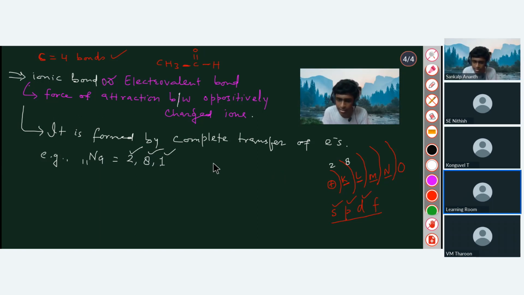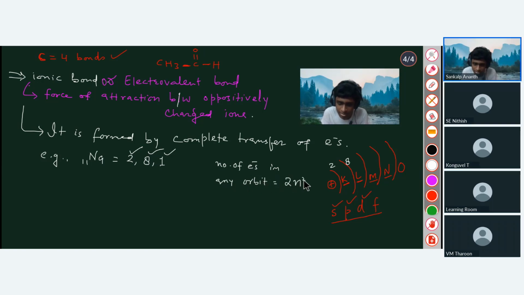No, it is actually like this, that I will write it here. The number of electrons in any shell, or in any orbit, is given by the formula given by Neil Bohr, that is 2n square.